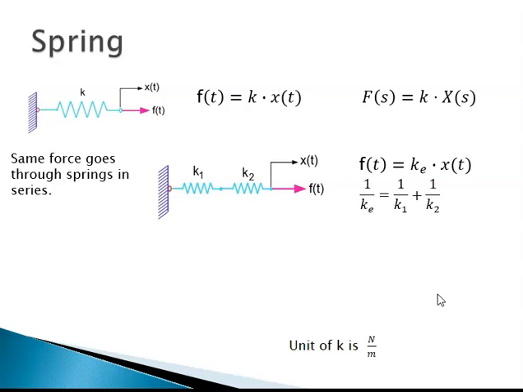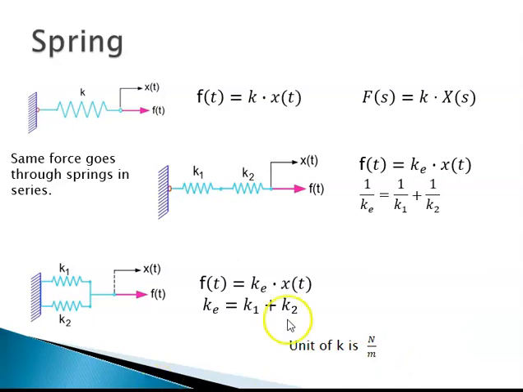Similarly, if the springs are in parallel, we can also find an equivalent stiffness Ke, and we see that it is the sum of the individual stiffnesses. Springs that are in parallel share the force. Notice that the fundamental equation is F(t) is K of x(t) for a single spring, or Ke of x(t) when springs are either in series or in parallel. If they are in series, 1 over Ke is 1 over K1 plus 1 over K2. If they are in parallel, it is simply the sum.